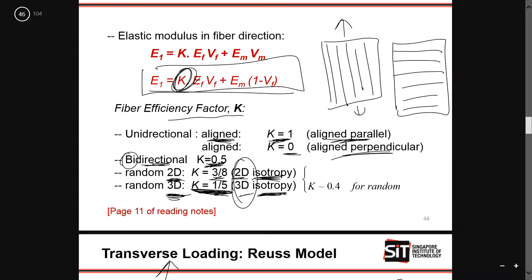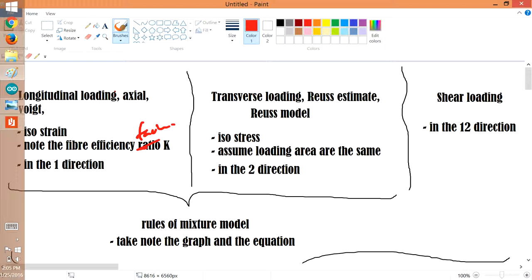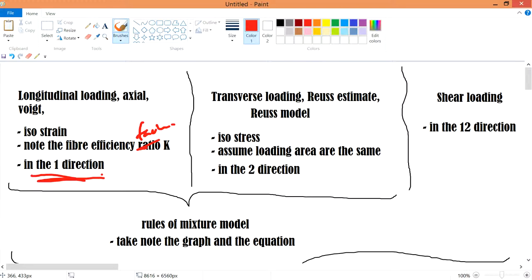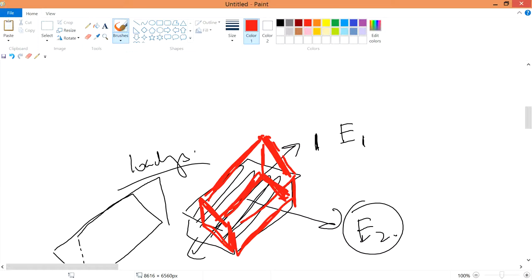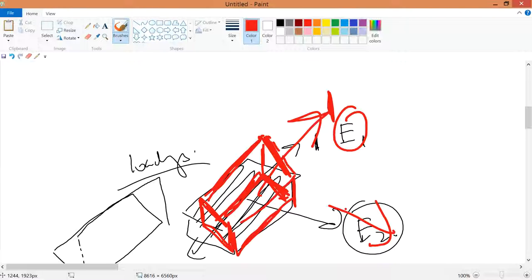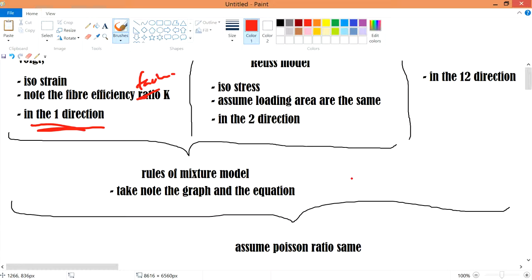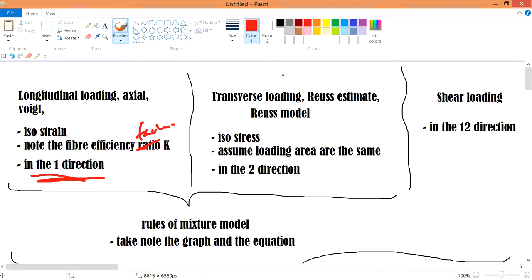This is page 46. You can go and watch the videos that I've mentioned just now. They are in the one direction. This E1 is in the one direction, and E2 is in the two direction. Next is the transverse loading. For transverse loading, there are other names like Rose estimate and Rose model. For longitudinal, it is named axial loading or Voigt model.